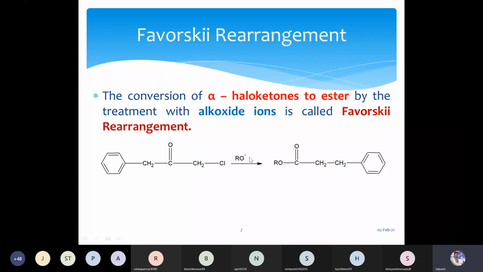Now, if you are using alkoxide, then you will get ester. If you are using base, that is OH minus, then you will get acid. If you are using amine, that is NH2 minus, that is also known as nucleophile, then you will get amide. So based on your base, you will get different types of product. This statement or reaction is given by Favorsky. That's why it is known as Favorsky rearrangement.